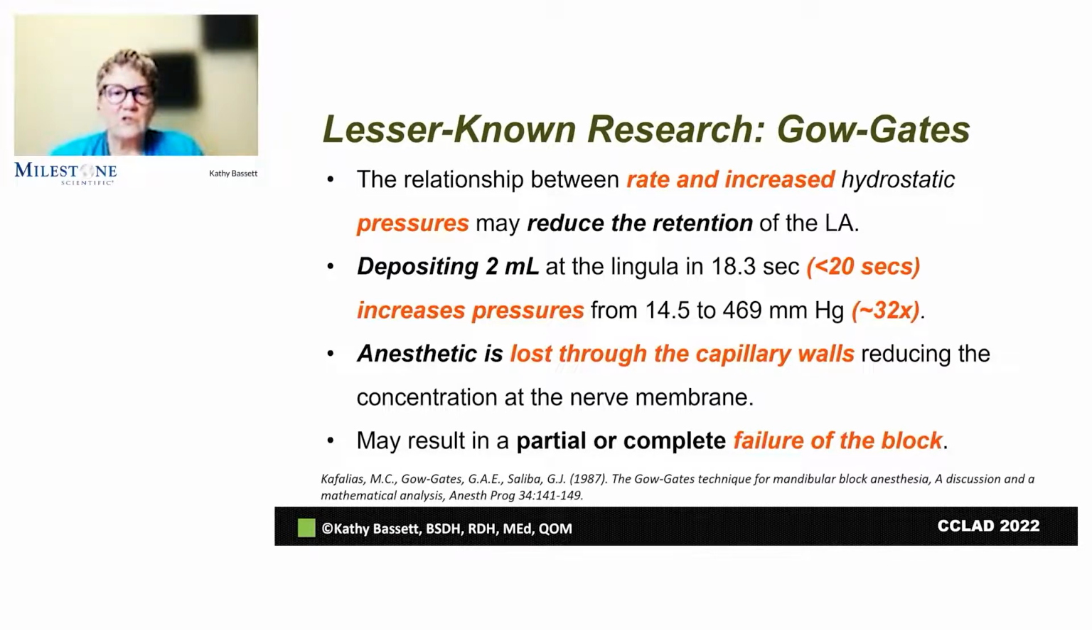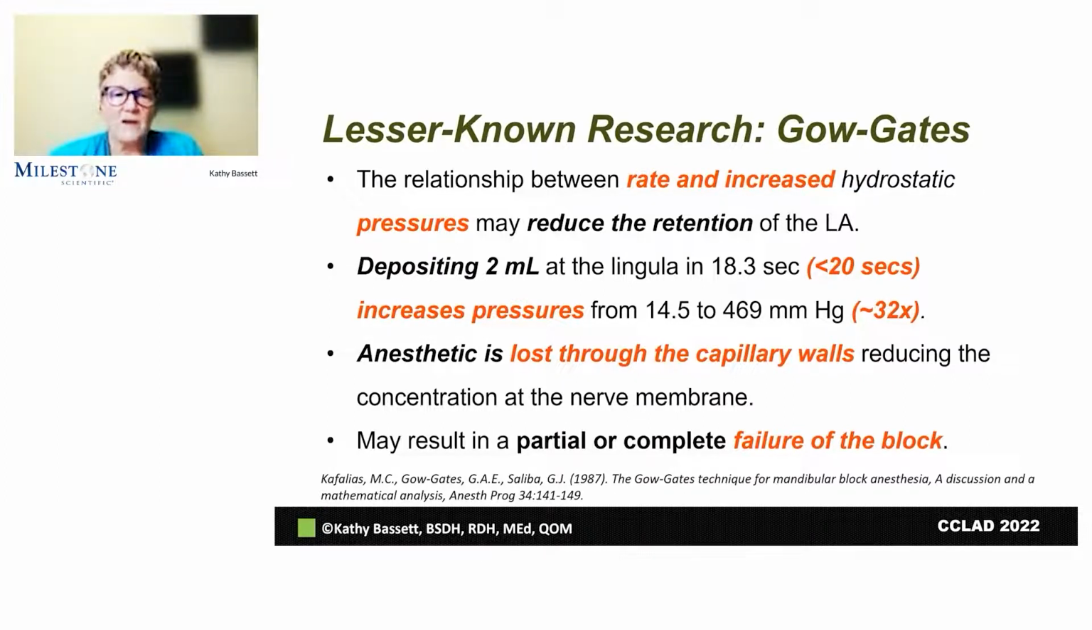They looked at a situation where they deposited 2 milliliters of solution at the average location of an inferior alveolar injection, and they delivered that whole cartridge of anesthetic in less than 20 seconds. That increased the pressure 32 times. So if they went from a rate of 1 cartridge per minute or slower, compared to emptying a cartridge in less than 20 seconds, it increased the pressure of the drug exiting the needle 32 times.